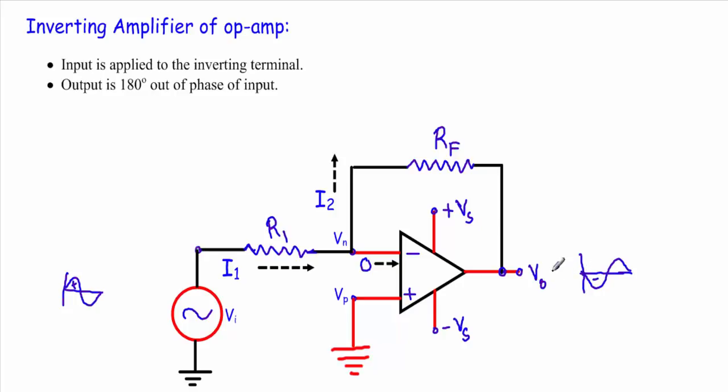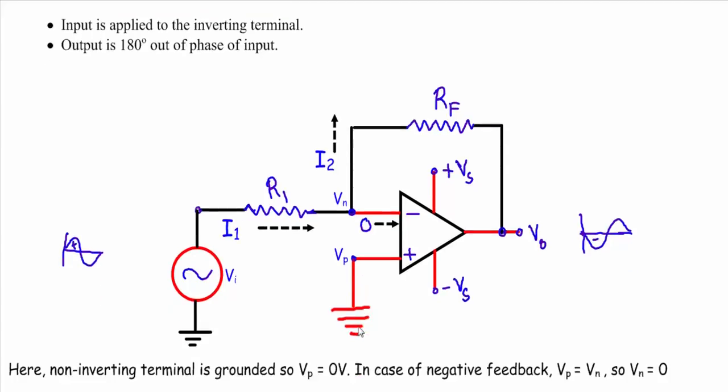Now let me derive the equation of this output voltage. This is our inverting terminal and this is our non-inverting terminal. The non-inverting terminal is directly grounded. Therefore Vp equal to 0. When we connect any terminal with ground, as ground has a potential of 0 volt, this terminal's potential will also be 0 volt.